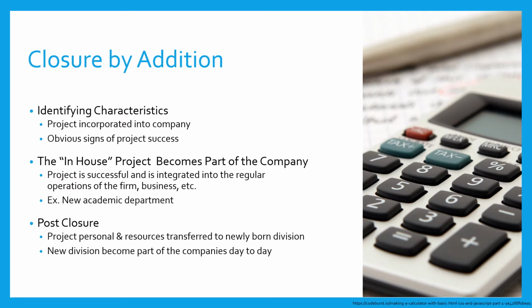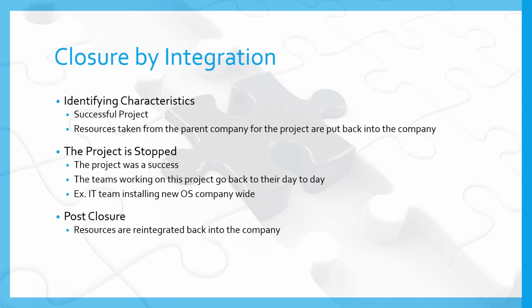The next type of closure is closure by addition. The identifying characteristics of closure by addition are the obvious signs of the project's success, and the project becomes incorporated into the company. The in-house project becomes part of the company. The successful project is integrated into the regular operations of the firm, business, etc. A good example of this is a new specialization of an academic department, say biomedical engineering, becoming its own full-fledged department. Post-project closure, project personnel and resources are transferred into the newly born division, and the new division becomes part of the company's day-to-day.